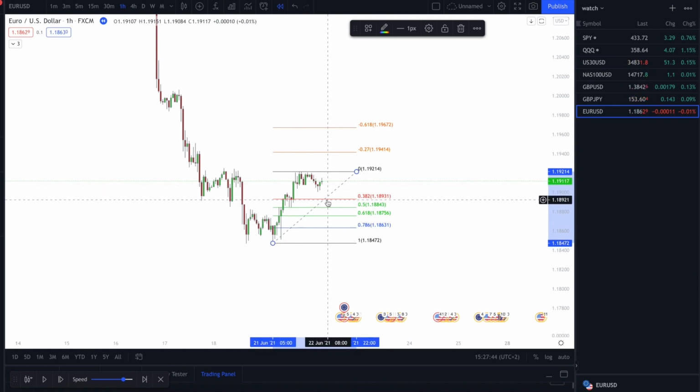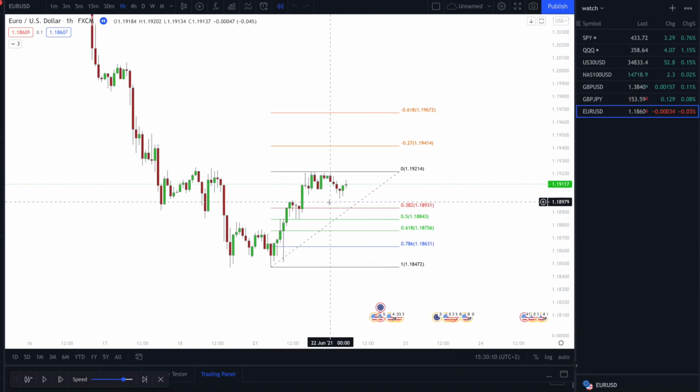So if, for example, you get in on the 0.382, place your stop loss below the next level. There's a chance that price will break the 0.382 and carry on to the next level. I'm going to show you how to make sure that it's a true reversal and a true pullback.